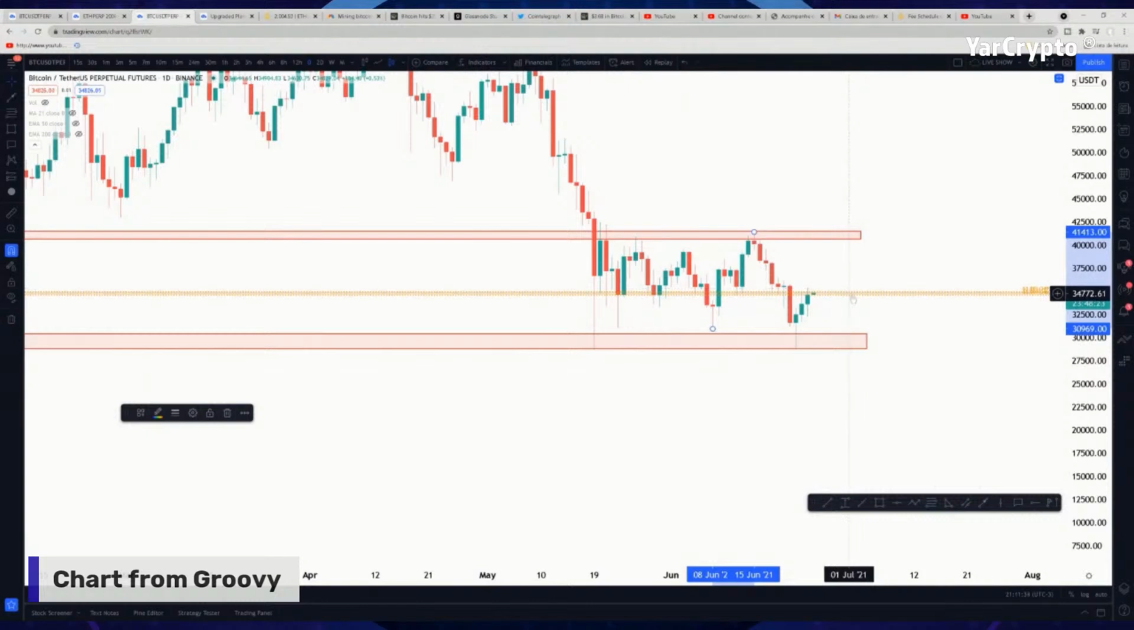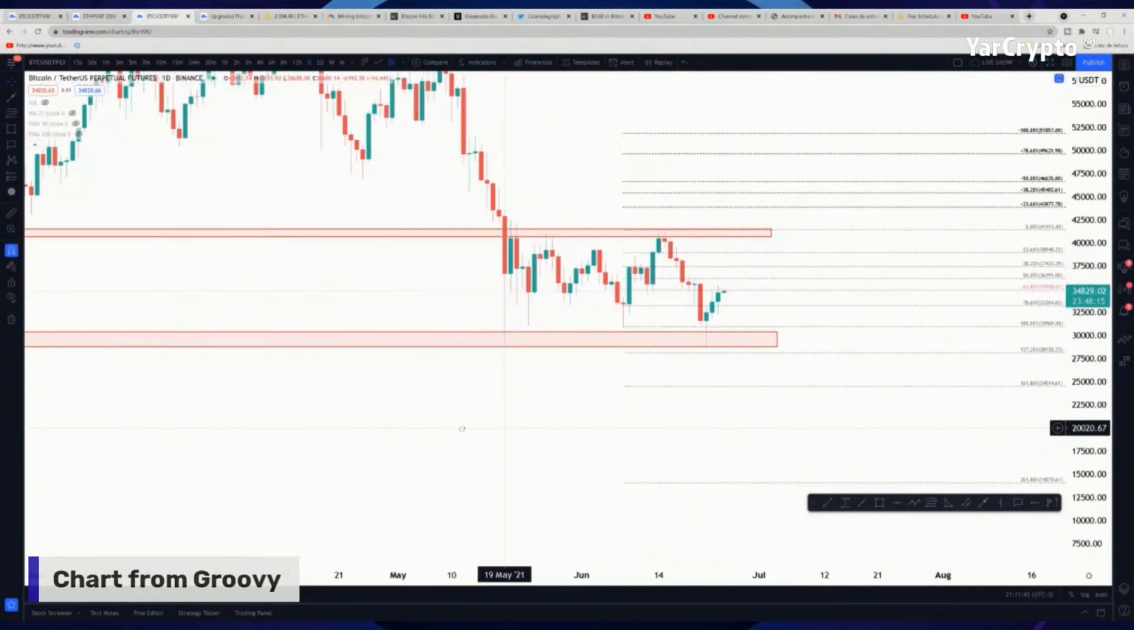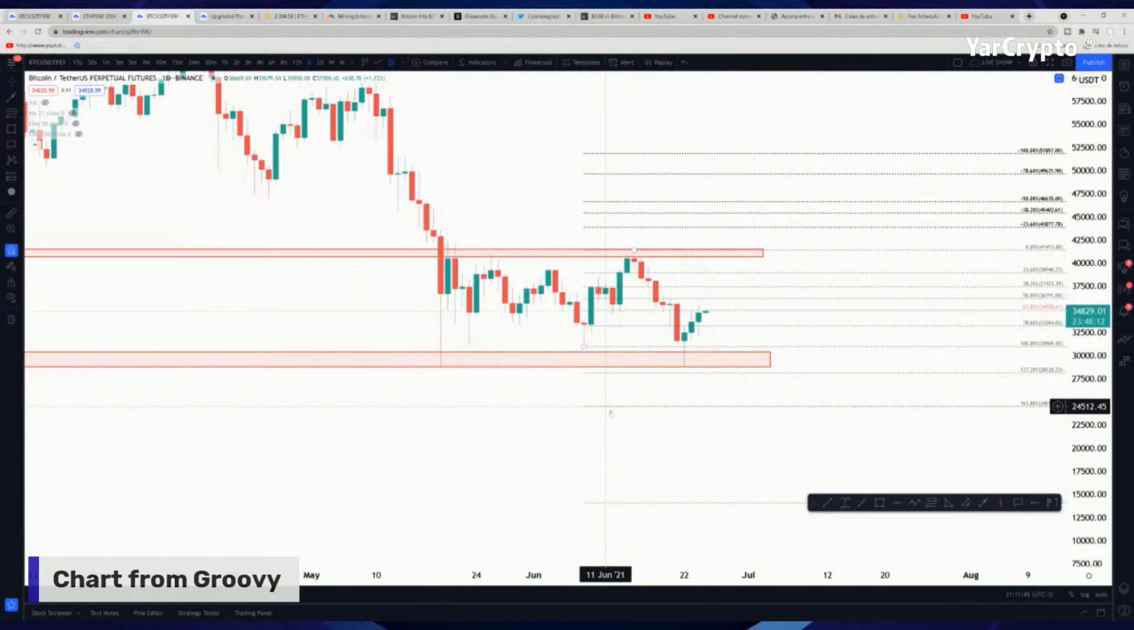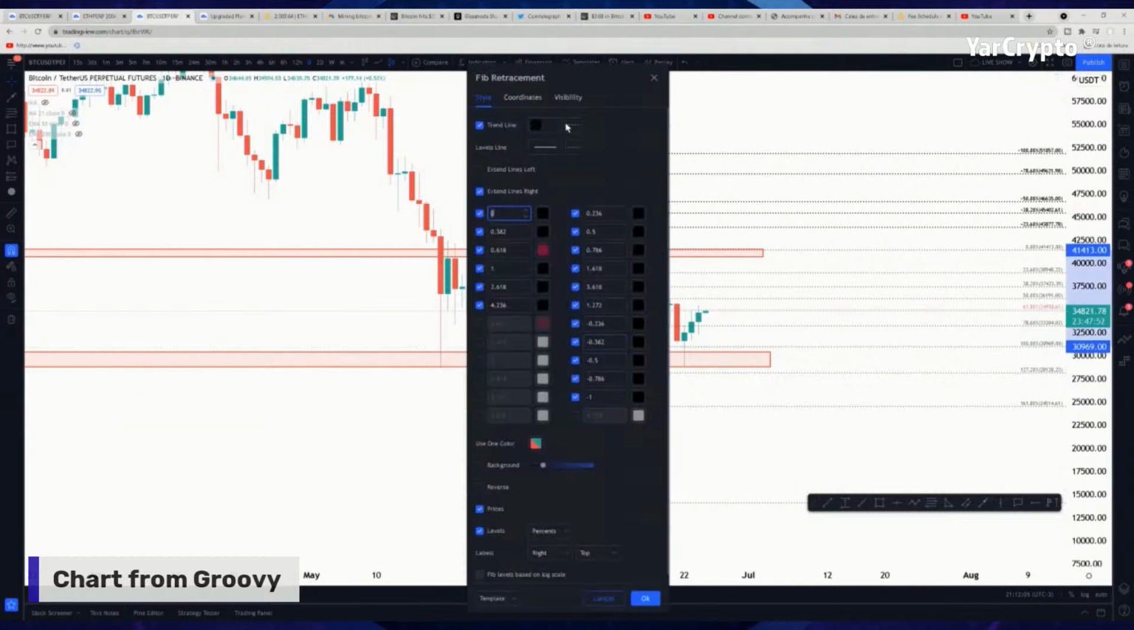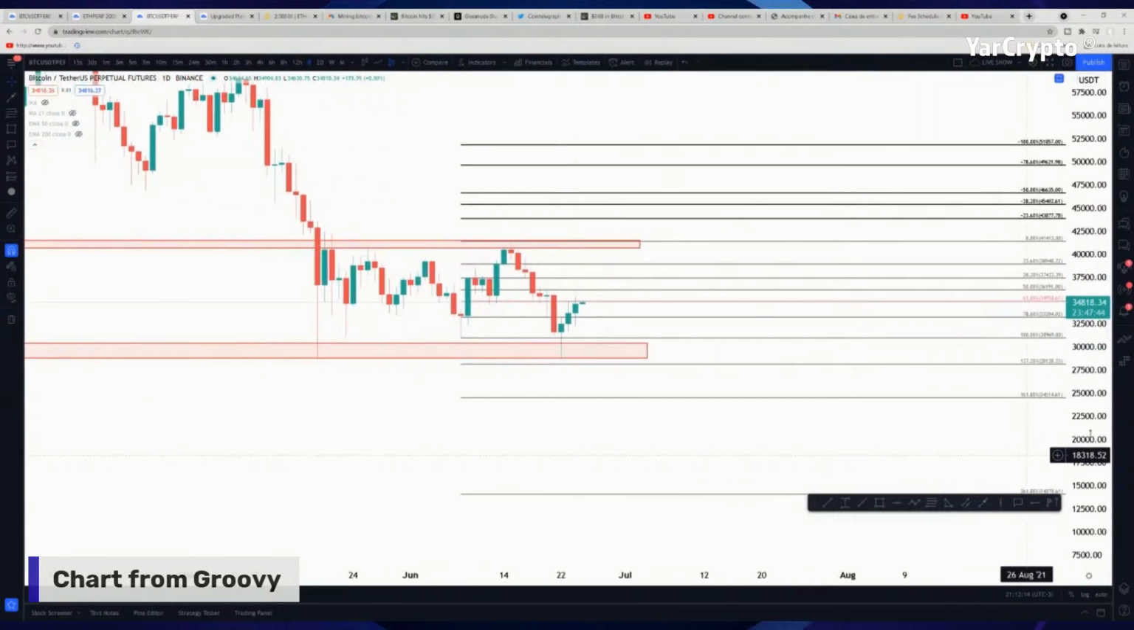I have a different style here. Let me just reset this for you guys. I have a few templates. As you can see, we drew the Fibonacci tool from this swing low right here all the way up to this level. This gives us a few lines that we can see on the chart. I'm gonna make them a little better for you guys to see.